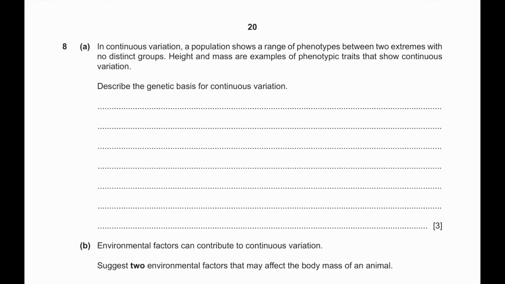Question number 8. In a continuous variation, a population shows a range of phenotypes between two extremes with no distinct groups. Height and mass are examples of phenotypic traits that show continuous variation. Describe the genetic basis for continuous variation. Different alleles at a single gene locus have a small effect on the phenotype. However, multiple genes can have an additive effect on the phenotype. Continuous variation is mainly caused by polygenes.